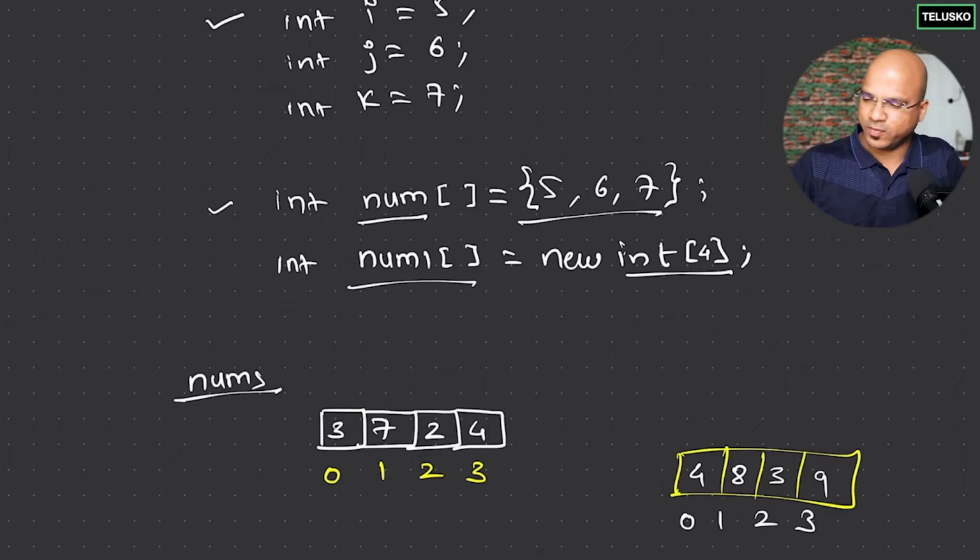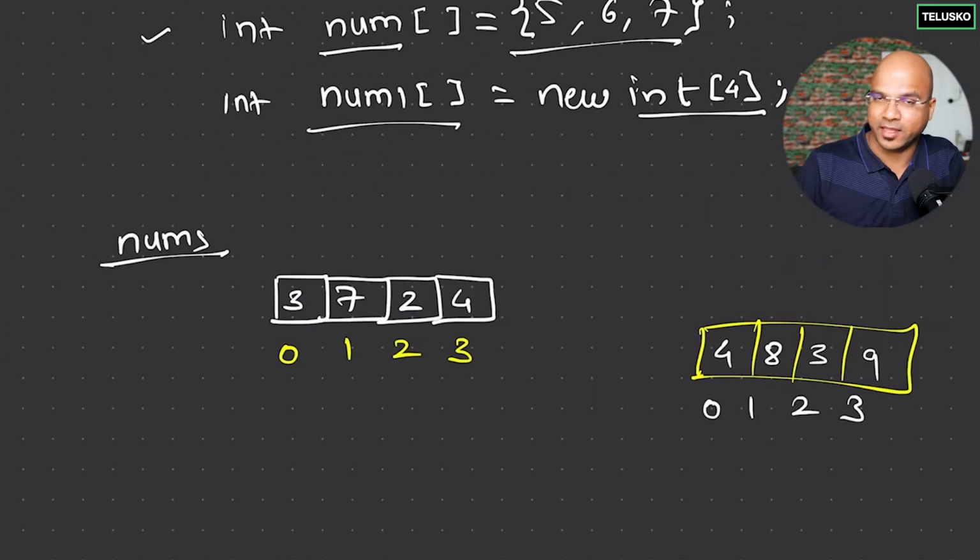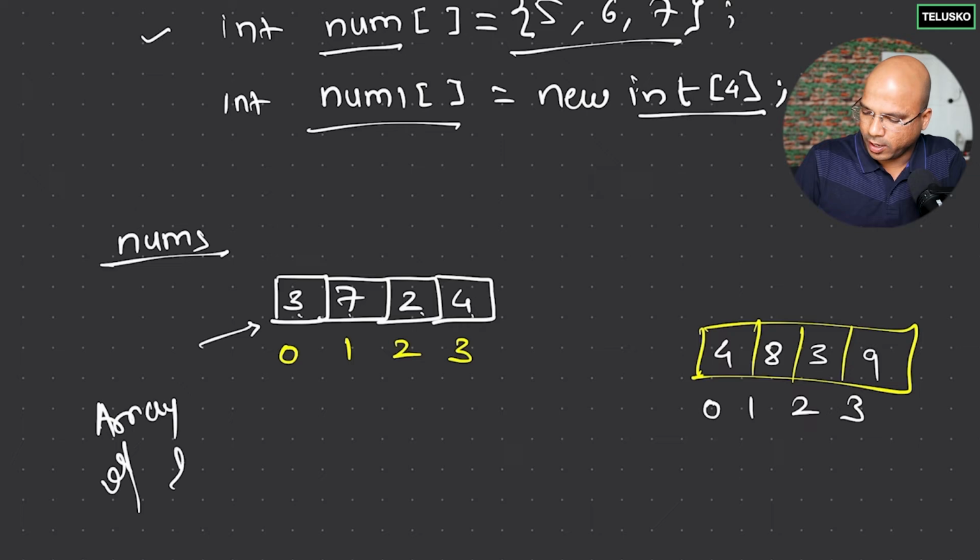So till this point, we were able to understand what is an array, right? Basically we have seen this example where we have an array which has 4 elements. We have 3, 7, 2, and 4. Now, if you look at this, can you say this is an array of elements? Of course, it makes sense, right? So we can say this is an array of elements.